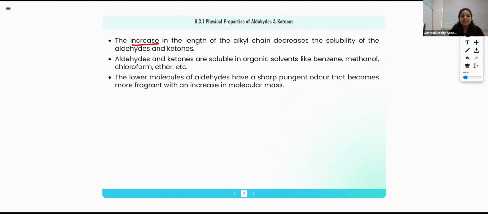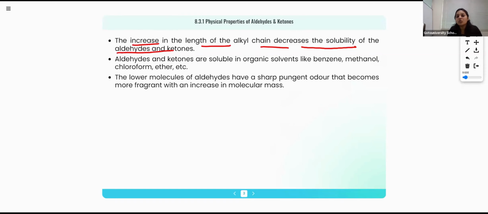When the length of the alkyl chain increases, the solubility will decrease. When the chain length is increasing, the solubility will decrease. So what are the factors affecting the solubility or miscibility? First one, they are making hydrogen bond. That's why the lower members are miscible or soluble in water. But in case of the higher members, they will be insoluble. They will be immiscible because the chain length, with the number of carbon atoms, is increasing.